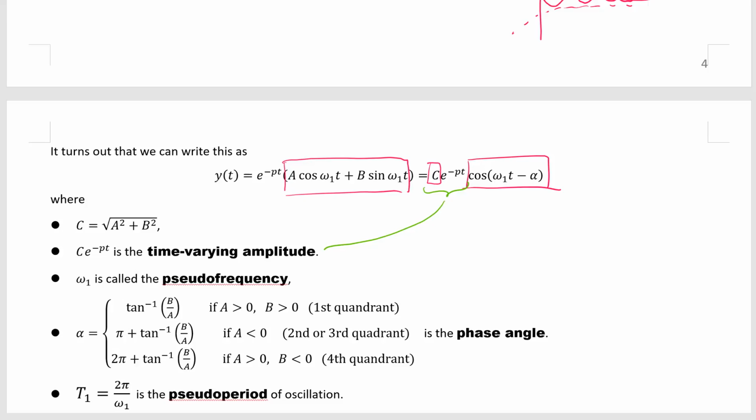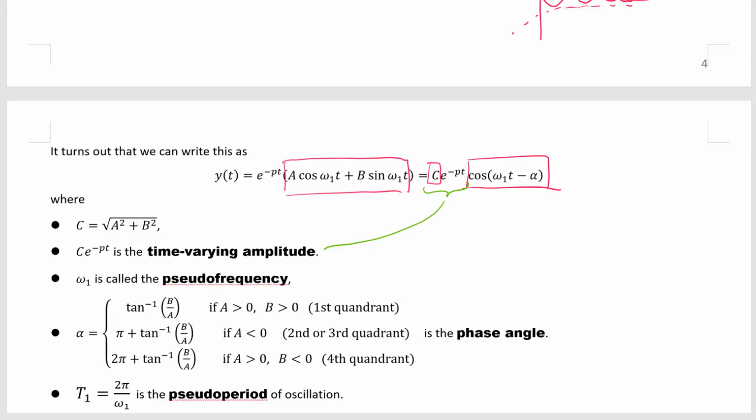Okay, and omega 1 is called the pseudo frequency. Okay, this is the pseudo frequency. And how do we figure out alpha? Well, the way we figure out alpha is exactly the same as before, depending on the values A and B and which quadrant the point lies in. If it's in the first quadrant, then it's arctangent of B over A. If it's in the second or third quadrant, then it's pi plus arctangent of B over A. If it's in the fourth quadrant, then we have 2 pi plus arctangent of B over A.